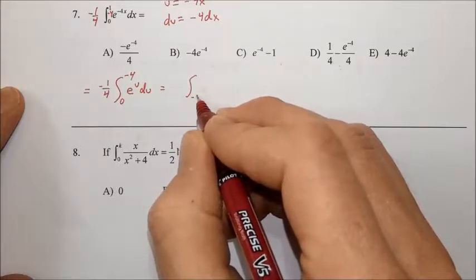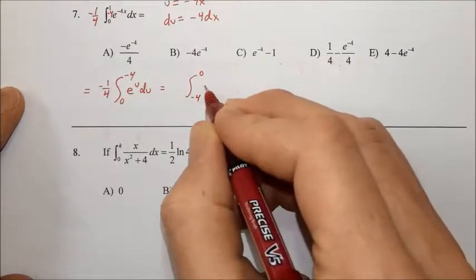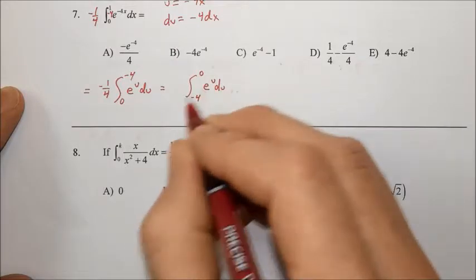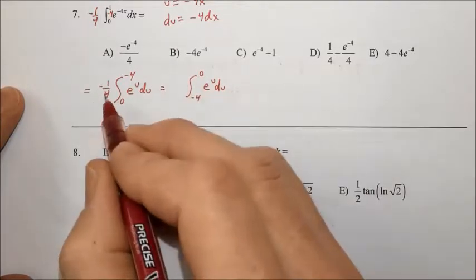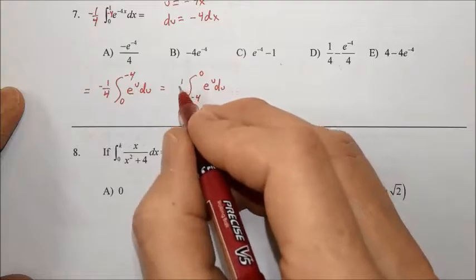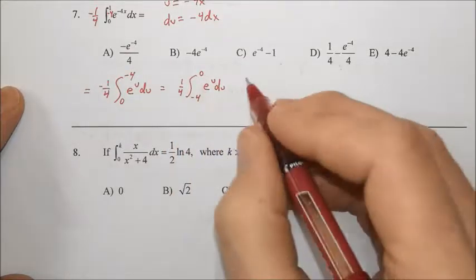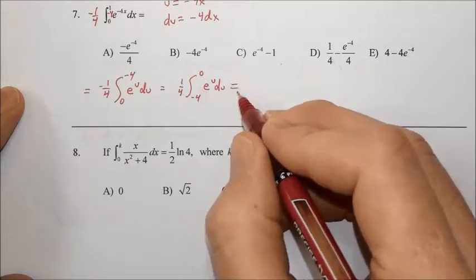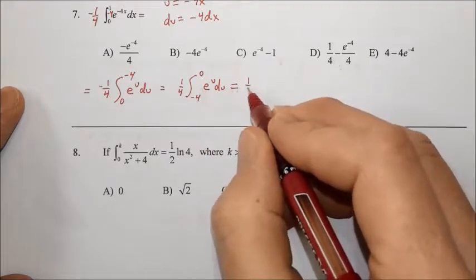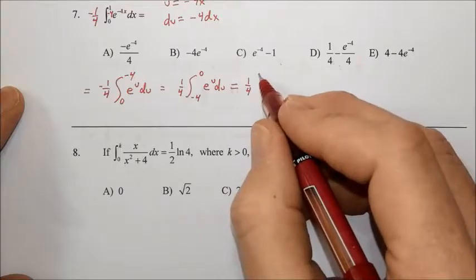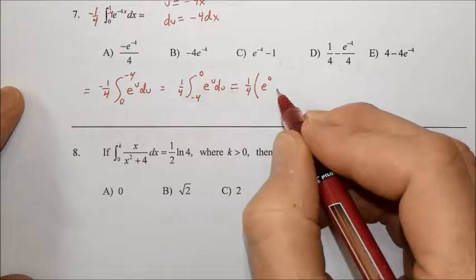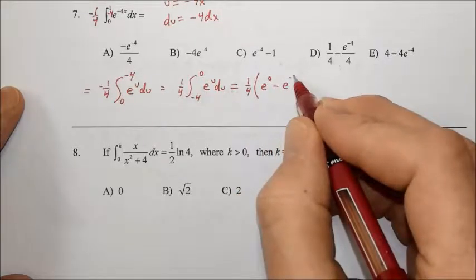negative 4 down here, 0 up here. This is still e to the u du, but we have to negate the integral, which means we have to negate the negative 4, which makes the coefficient out front now positive 1/4. Now we can go ahead and do our f of b minus f of a. So we have the 1/4 out front, and then we have e to the 0 minus e to the negative 4.